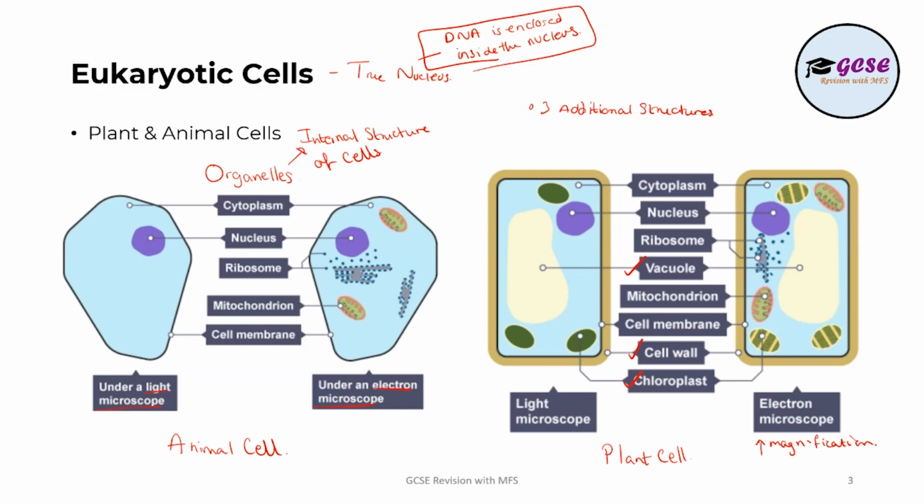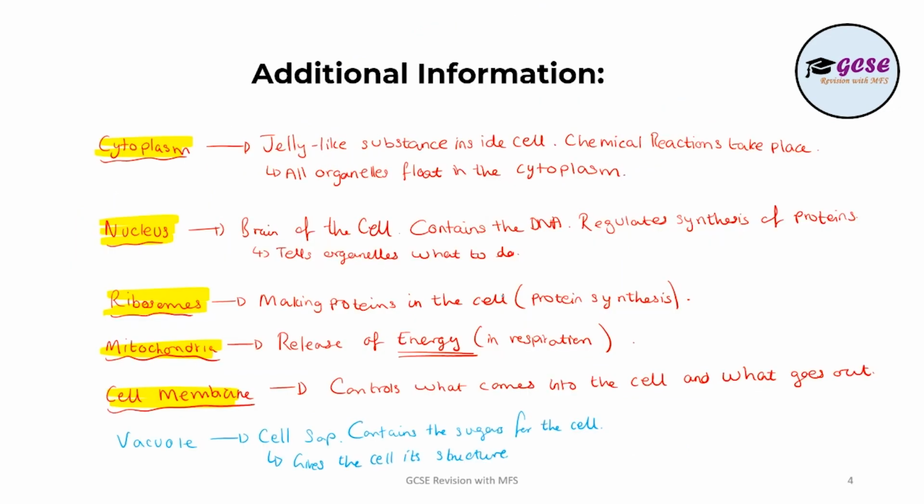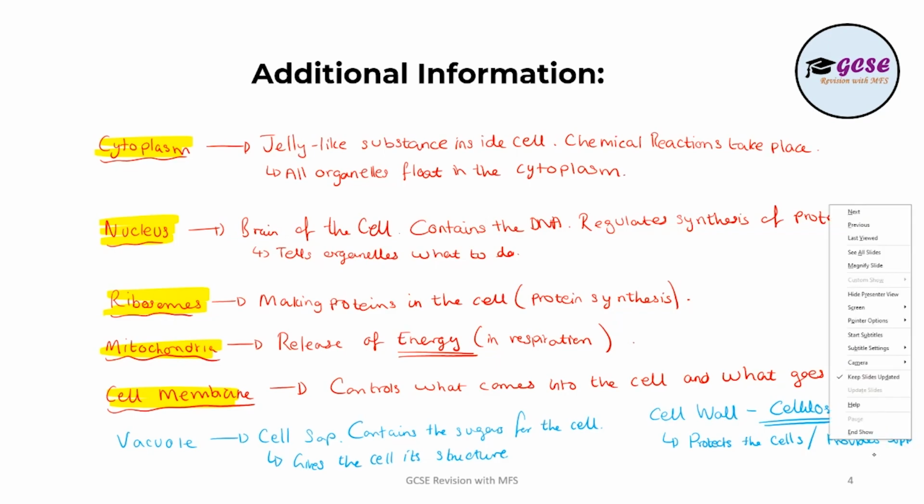Okay, if we have a look at the next one, which is a cell wall. In plants, it's made up of cellulose. You need to know that in plant cells, and basically it acts as a barrier to the cell. So it protects the cell and provides support.